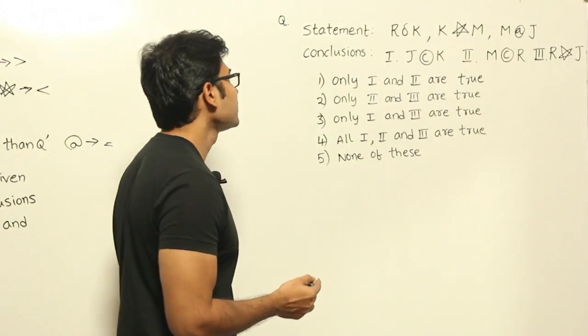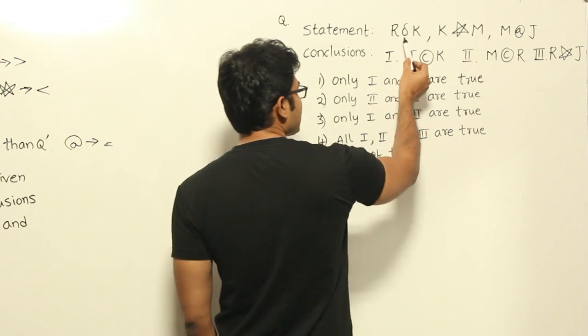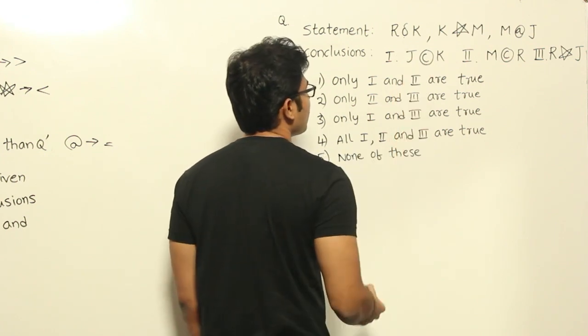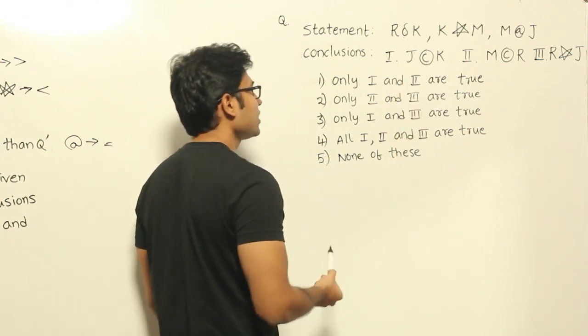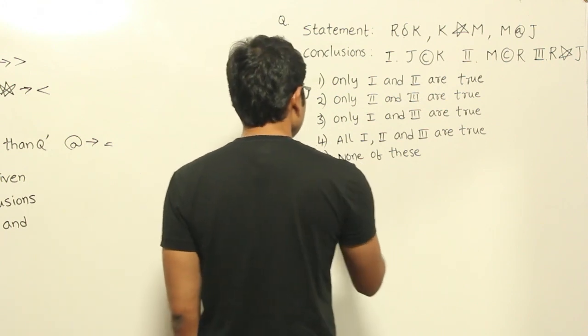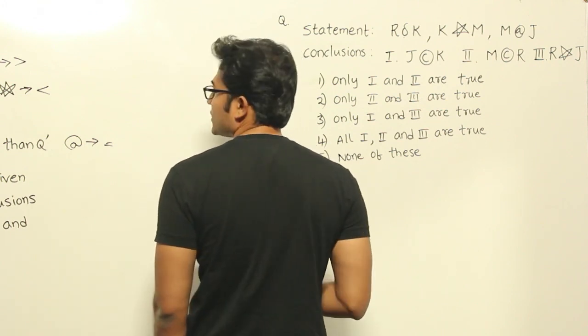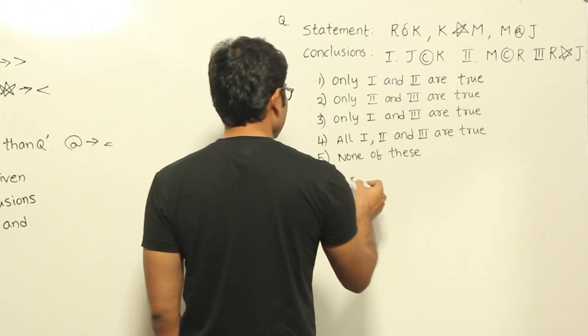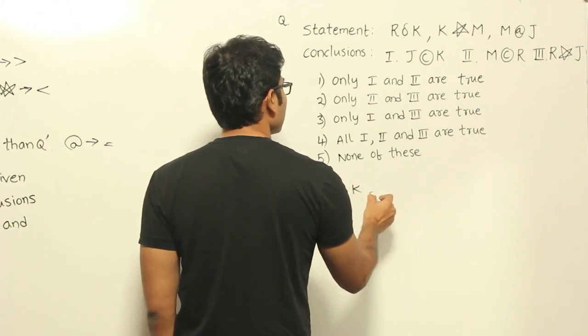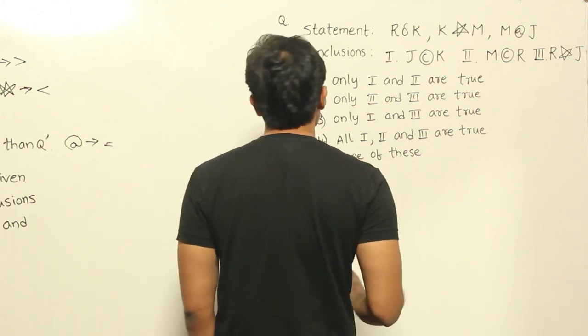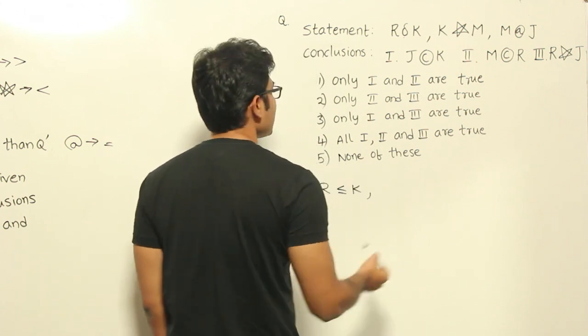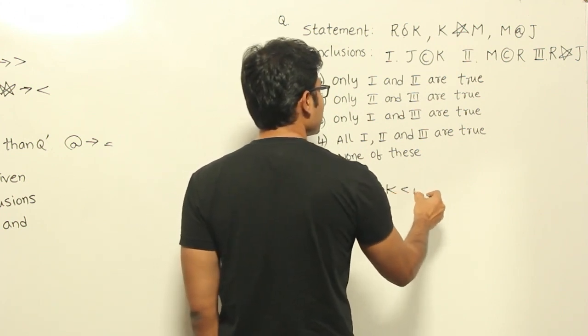Now let's see the question here. In the question they are using these symbols. We don't know what these symbols are, therefore let's convert them into relations. R delta K. What does delta stand for? Delta stands for less than or equal to. So R is less than or equal to K. Next is K star M. What does star stand for? Less than. So K is less than M.